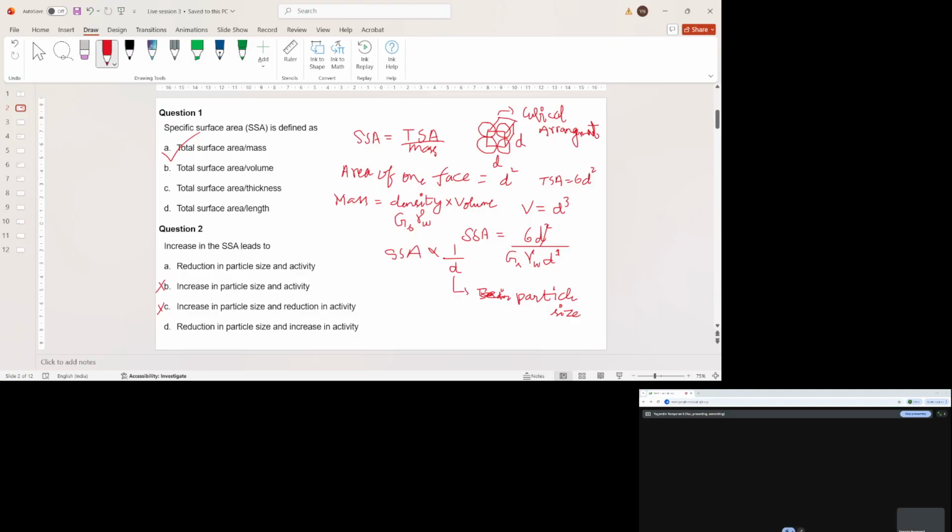So when specific surface area is more, the region, that is the area available for interaction, is more. Any interaction with other components is increased. So ultimately, the activity of the grain becomes higher once specific surface area starts to increase.